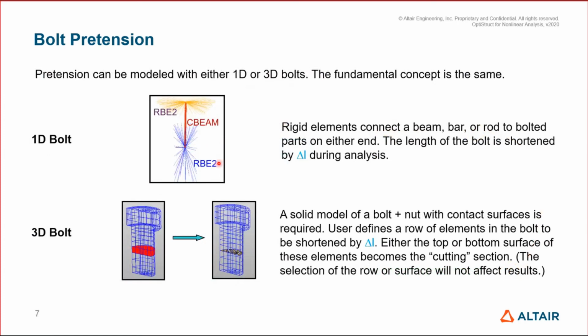Pretensioning in OptiStruct can be applied either to 1D elements or to 3D elements. You can model your bolt as 1D using a CBEAM or a CBAR, and you can also model it with 3D bolts. For example, the one we had earlier was a 3D bolt where we meshed the bolt with hexa elements, so you can use that for pretensioning.